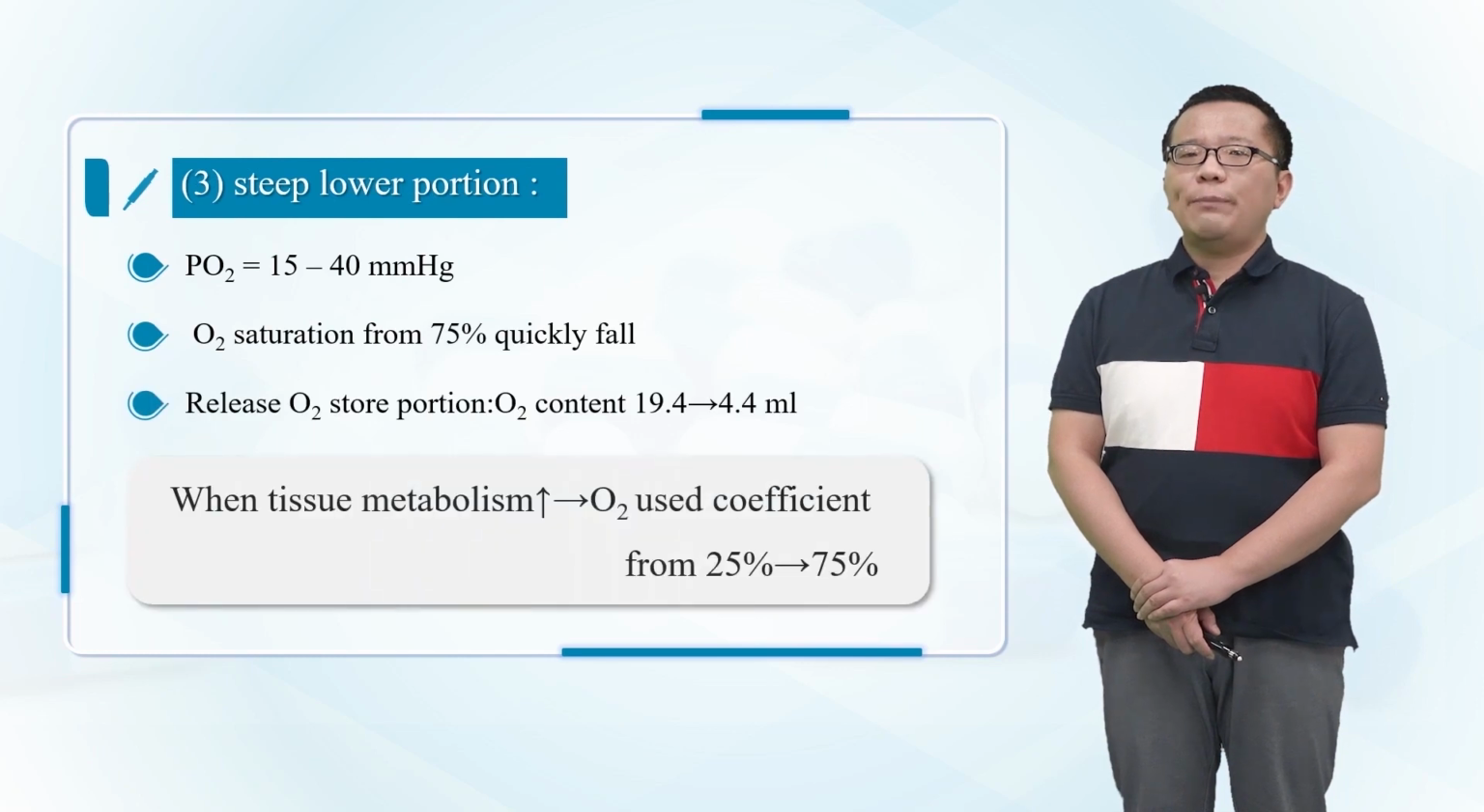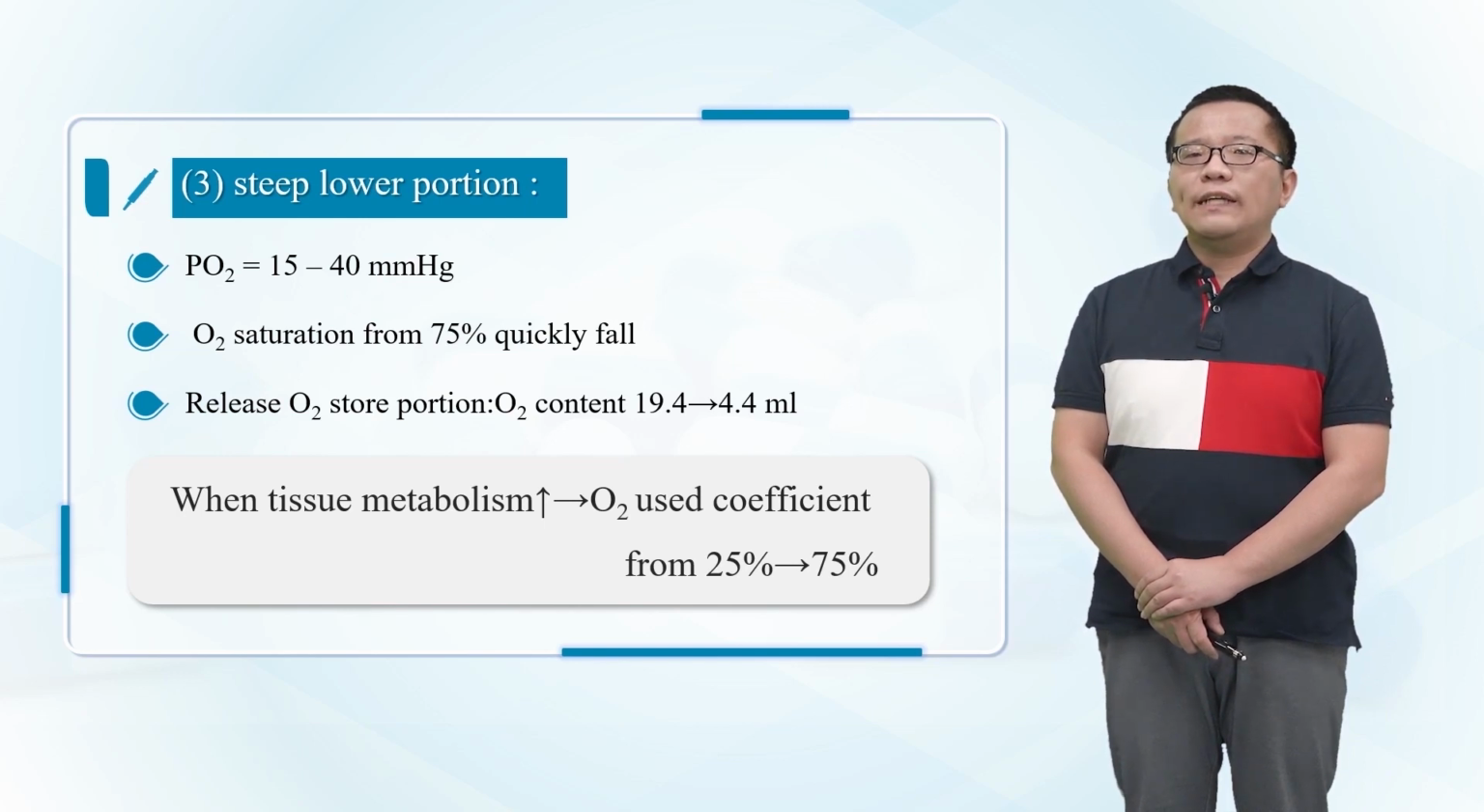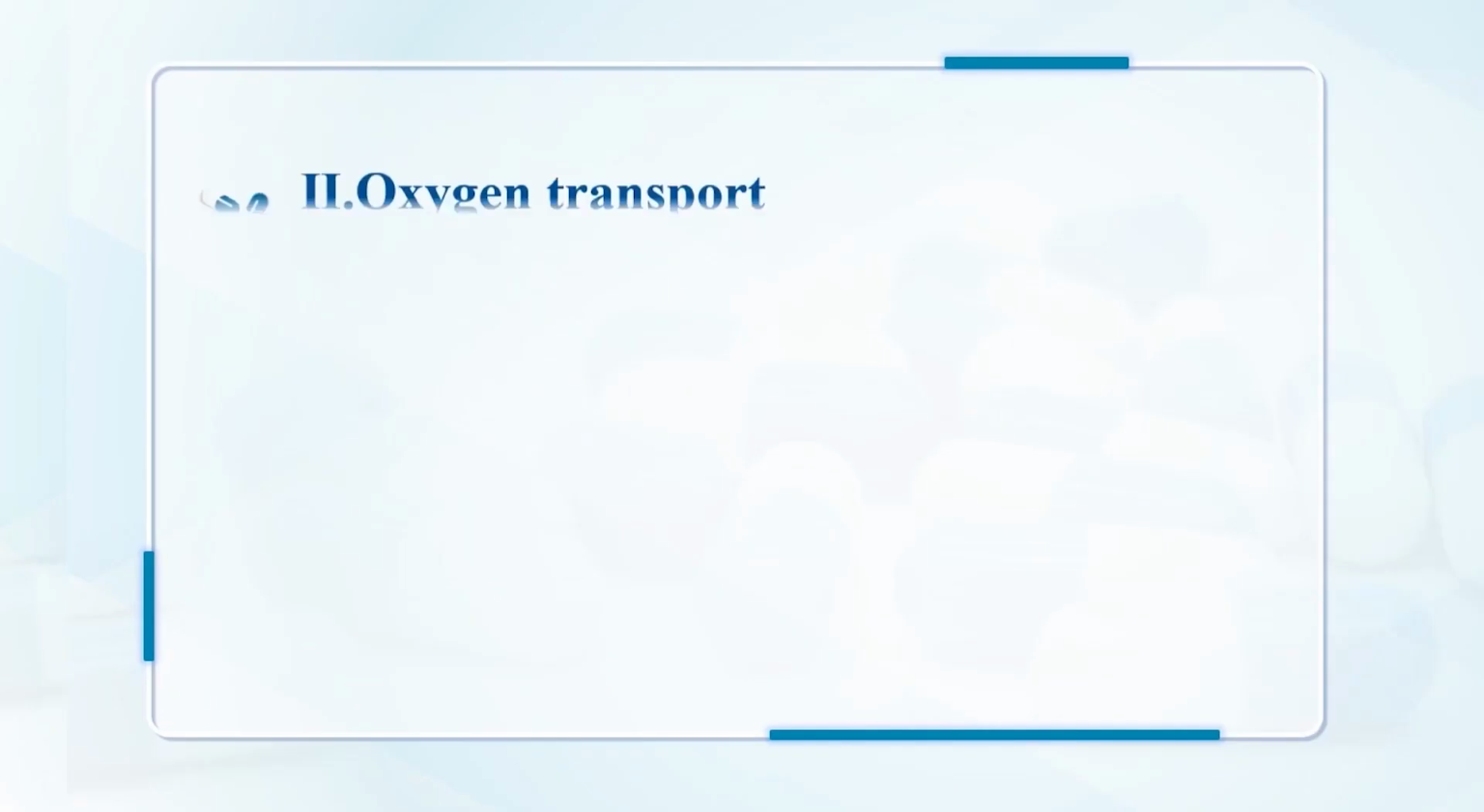Then we can see the steep lower portion. The pressure of oxygen is between 15 to 40 millimeters mercury. In this steep lower portion, oxygen hemoglobin saturation falls quickly from 75%. Oxygen content at 15 millimeters mercury of oxygen pressure is 4.4 milliliters in 100 milliliters of blood. The released oxygen volume is 75%.